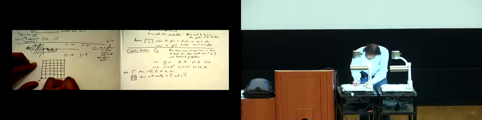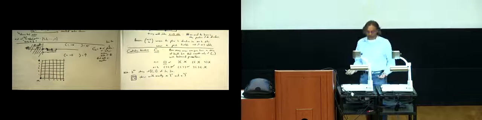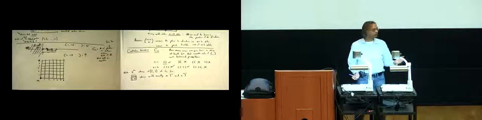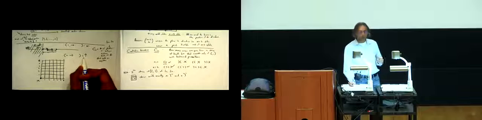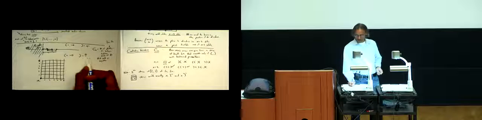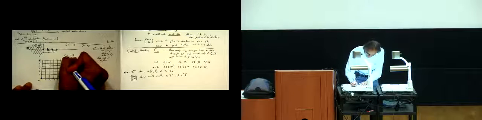Okay, 1, 2, 3, 4, 5, 6. 1, 2, 3, 4, 5, 6. Okay? So if I'm going to look at n equals 6, n equals 6 is 6 right moves and 6 up moves. So if I take 6 right moves and 6 up moves starting at A, where will I end up? I'll end up here at B.